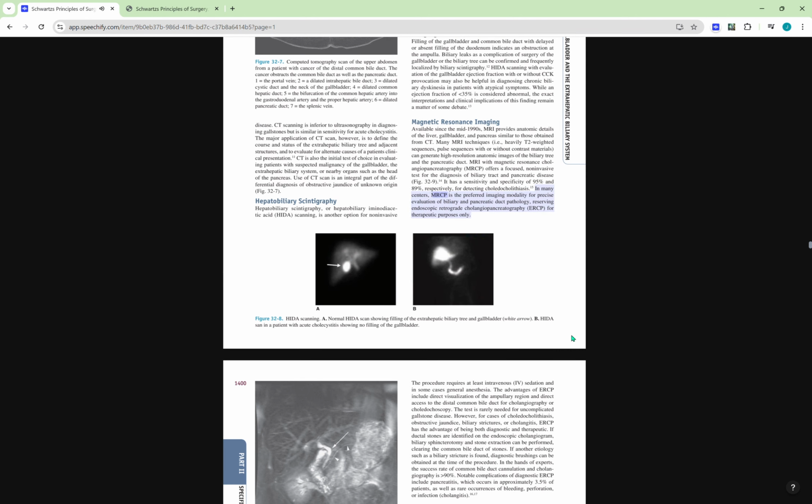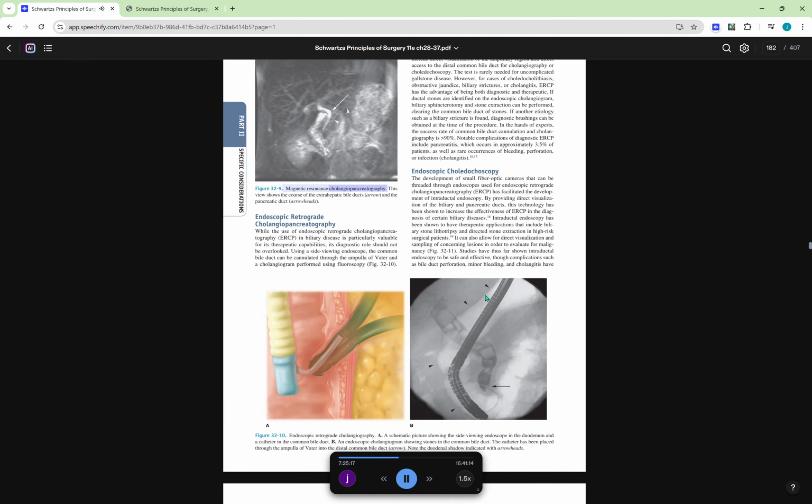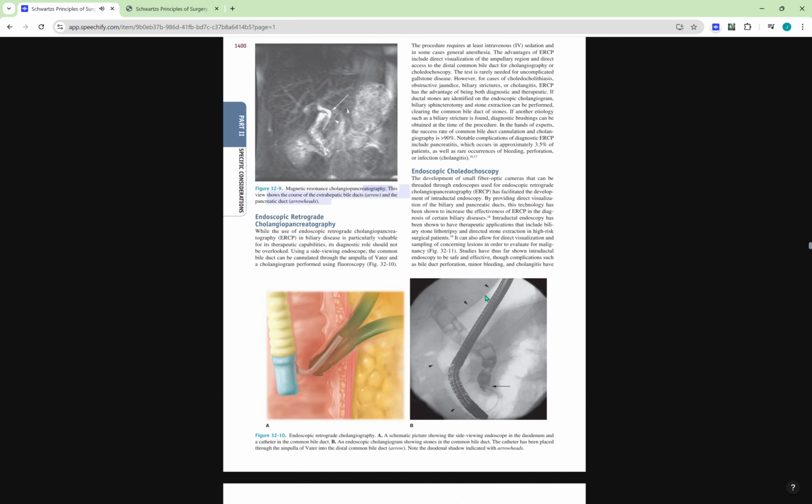It has a high sensitivity and specificity for detecting cholelithiasis. In many centers, MRCP is the preferred imaging modality for precise evaluation of biliary and pancreatic duct pathology, reserving endoscopic retrograde cholangiopancreatography for therapeutic purposes only. Figure 32-9, magnetic resonance cholangiopancreatography. This view shows the course of the extrahepatic bile ducts and the pancreatic duct.